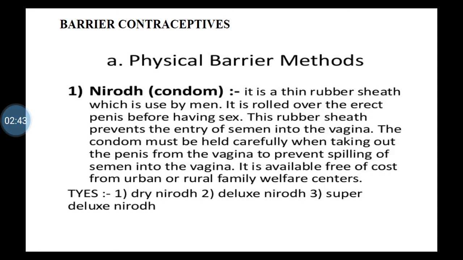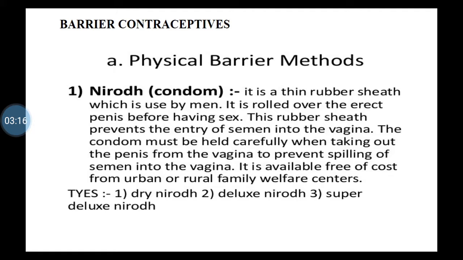Now the condom is a thin rubber sheath. It is made of rubber latex or silicone, which can be stretched according to the size of the erect penis. This is to be used by men. It is rolled over the erect penis before having sexual contact. This rubber sheath prevents the entry of semen or sperms into the vagina.